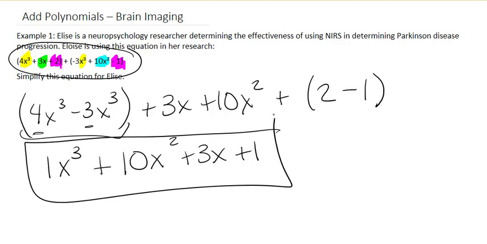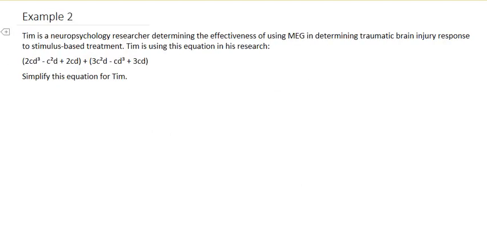So let's look at another example here. Tim is a neuropsychology researcher determining the effectiveness of using MEG in determining the traumatic brain injury response to stimuli-based treatment. Tim is using this equation in his research. Simplify this equation for Tim. And so you can see in this equation we have two variables behind the numbers. So we have C and D.